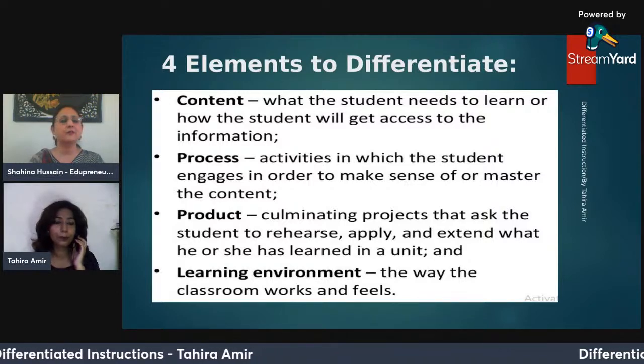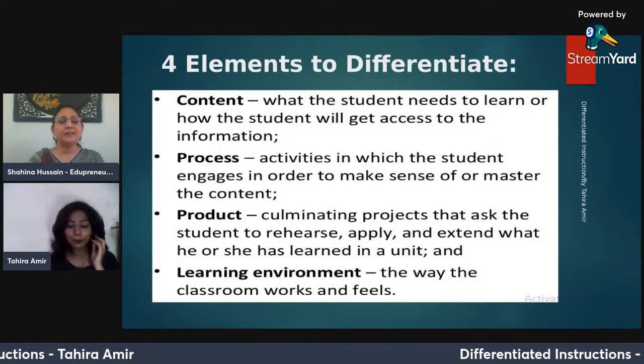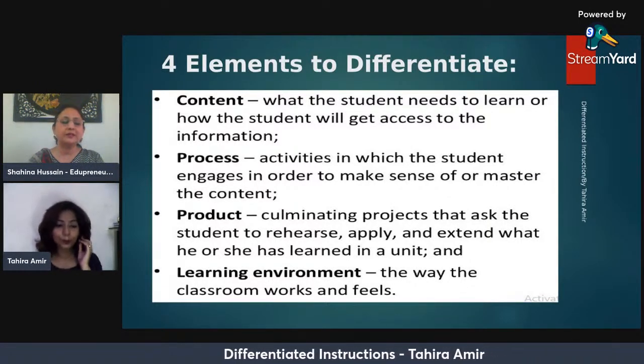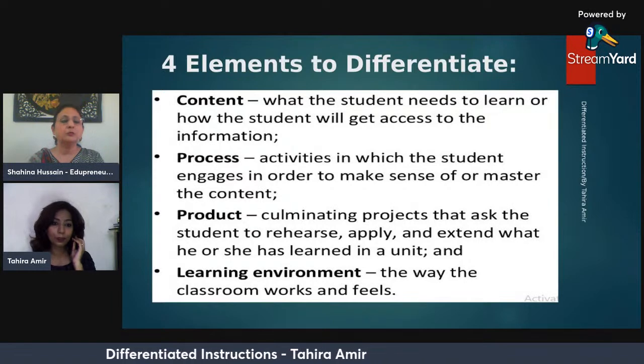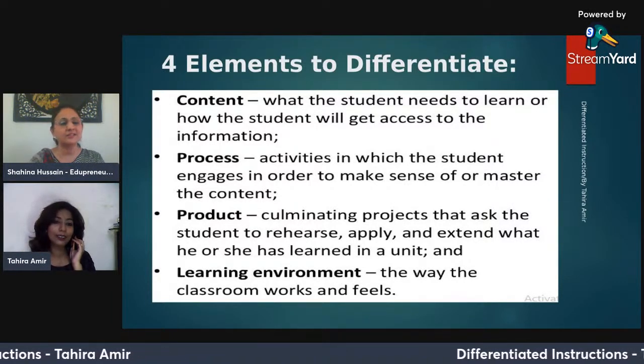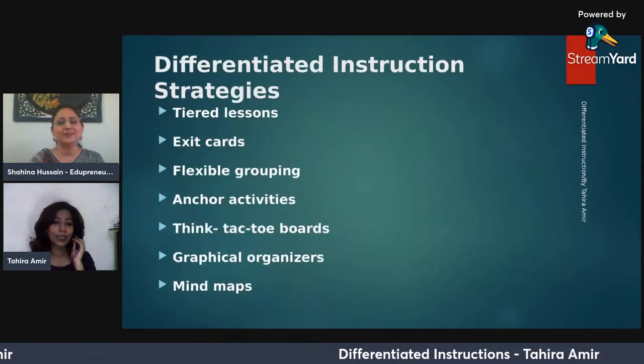Yes, Tyra, I agree on this slide that when the elements of differentiation are focused, every individual learns something, though the products might be a bit different. Yes, very true. Target is achieved. Yes. Well said.